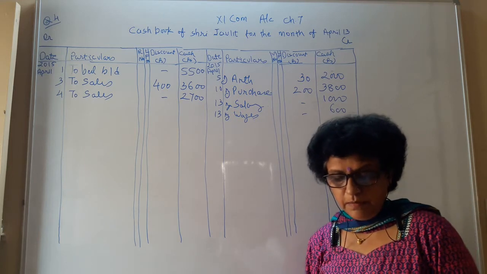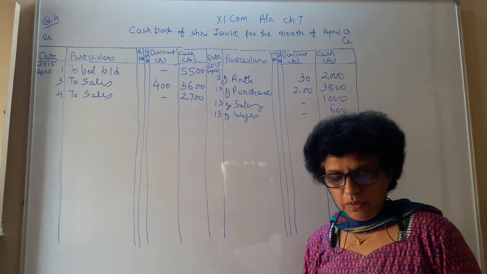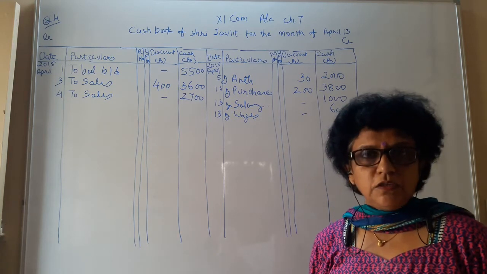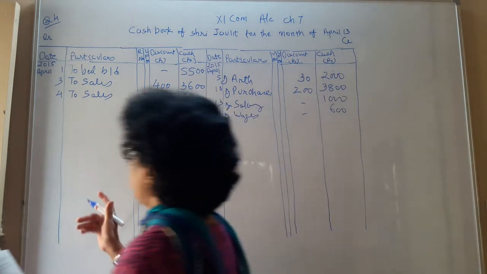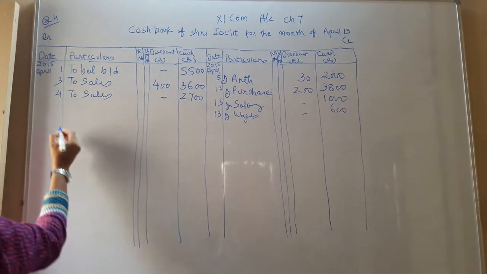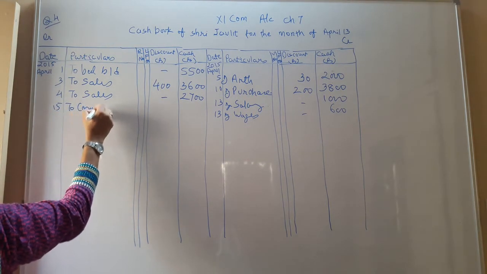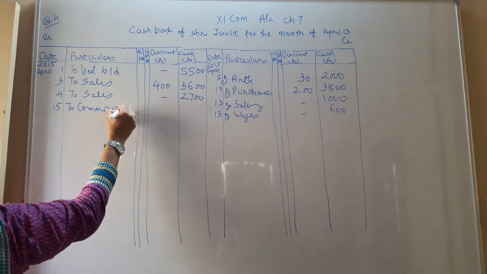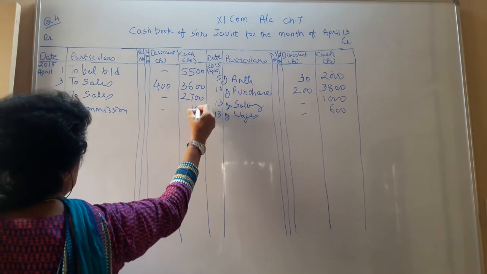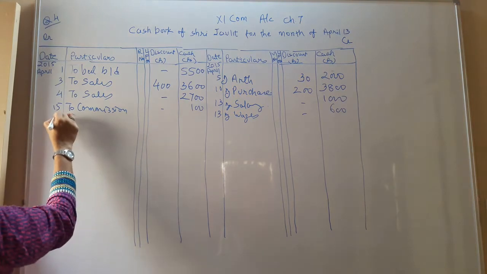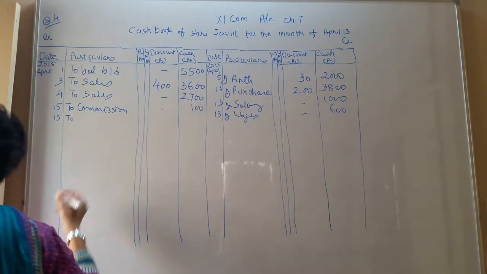Commission of 100 and brokerage of 900 are received. Here the indicator word is received. Received means your income, so you need to record it on the income side, the debit side. That is on the 15th, To commission. The amount of 100 you have received in cash, so record it in the cash column, and then you have the brokerage.